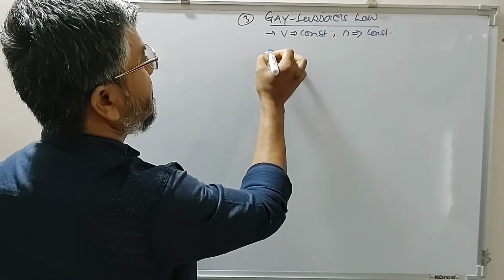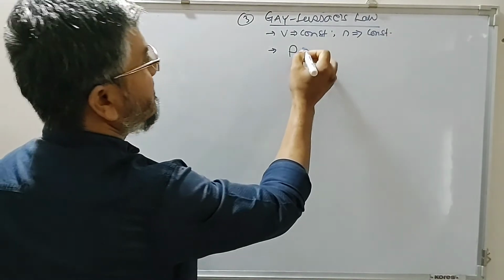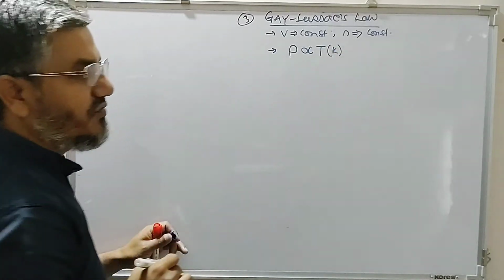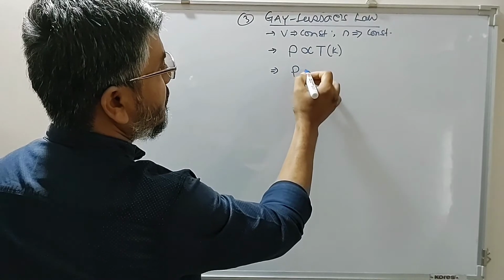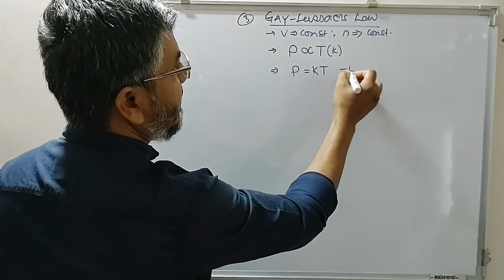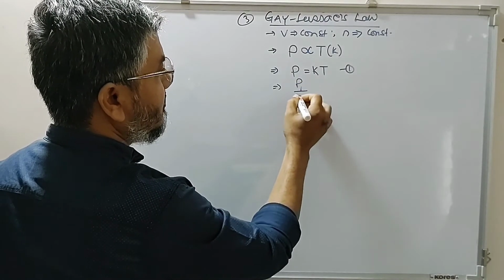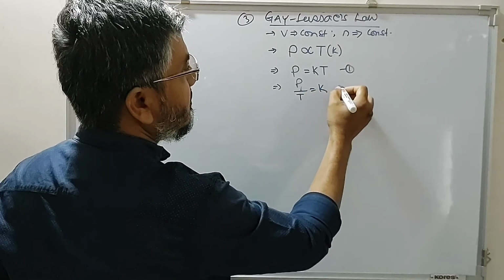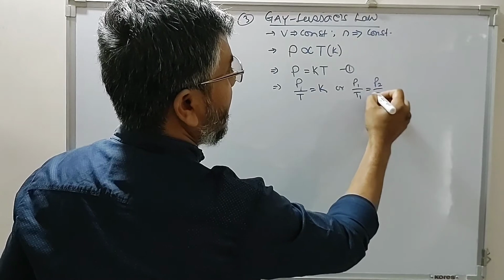Under this condition, the pressure exerted by the gas is directly proportional to absolute temperature, meaning temperature measured in Kelvin scale. So the statement can be written as P equals some constant K into T, let this be equation 1, or can be modified as P by T, the ratio of pressure to temperature, is always a constant, or we can say P1 by T1 is equal to P2 by T2. This is always a constant. So equation 2.